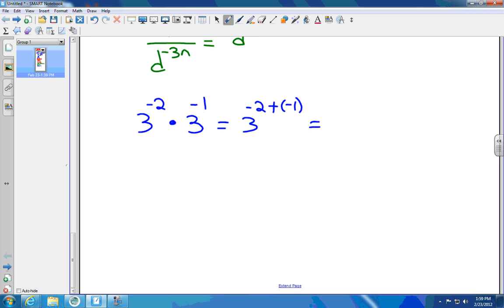We would have 3 to the what? Cube. -3, like you said. And then we have to make that positive. Where does it have to go? To the bottom. So what's on top? 1. 1 over 3 cubed. And what is 3 cubed? 27.